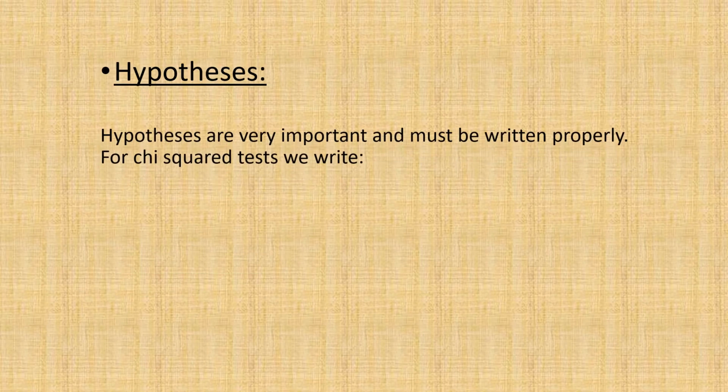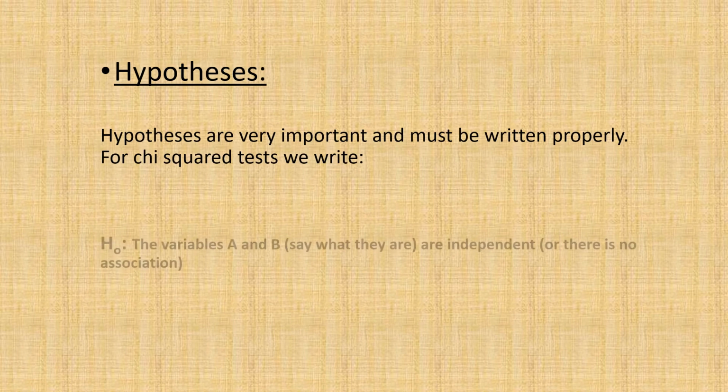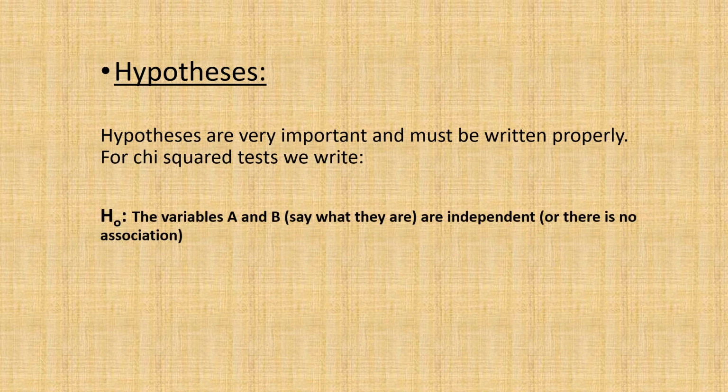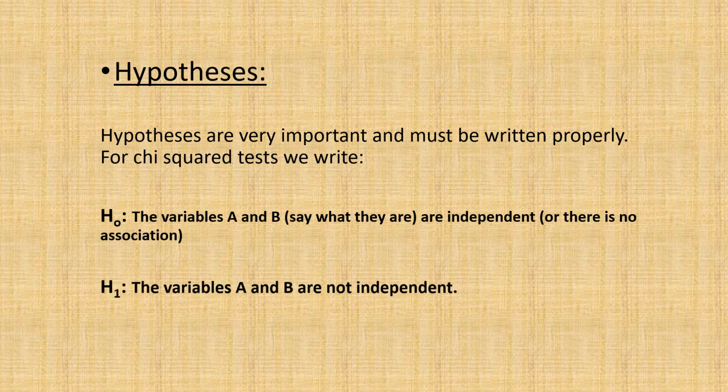The hypotheses are pretty much all the same, and must be written properly. We say the H0 is that the variables A and B, and it's important to say them in context, are independent, so we assume independence. Sometimes you'll see it written as there's no association between them. So that's our null hypothesis. And then the alternative hypothesis is that A and B are not independent, or there is association between them. Okay, so this is a wordy one.